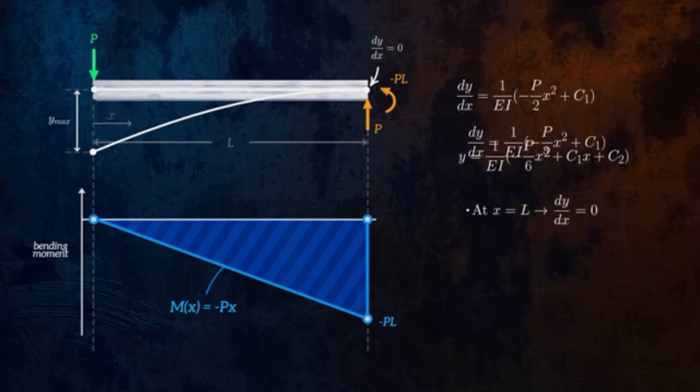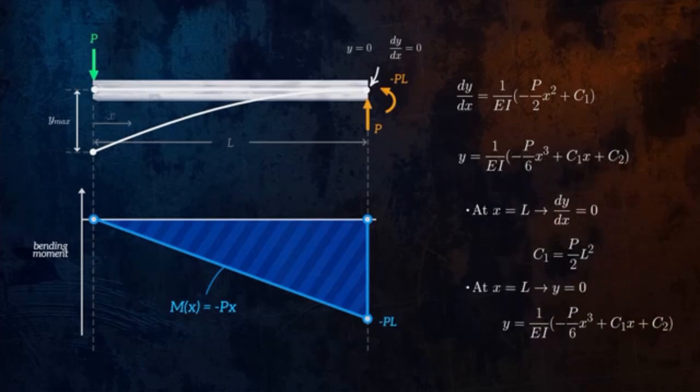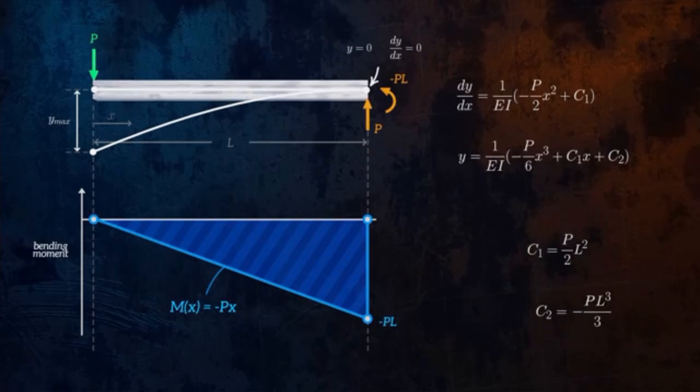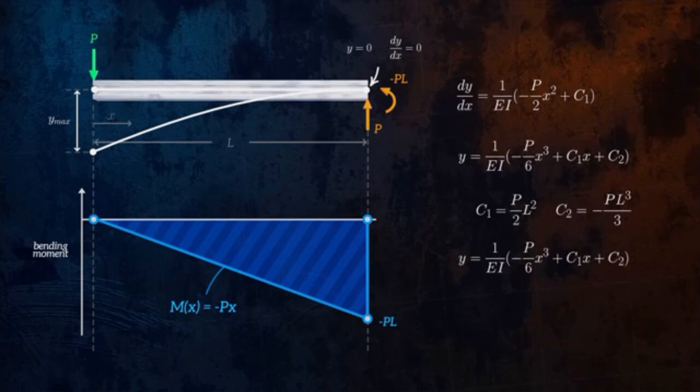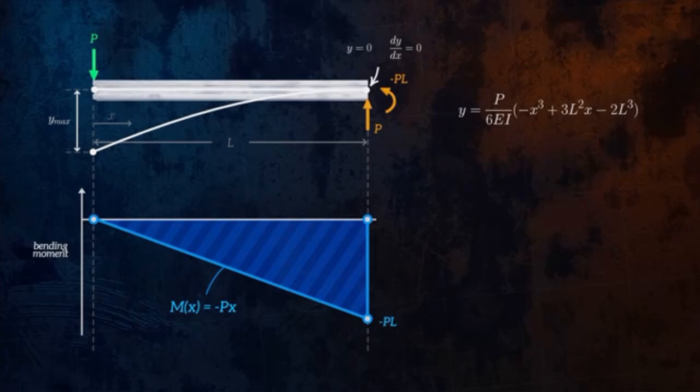This allows us to calculate C1. And at the same location, the deflection y must also be 0, which gives us C2. And so, we've solved the deflection curve for this beam. In this case, it's obvious that the maximum deflection will occur at the end of the beam.